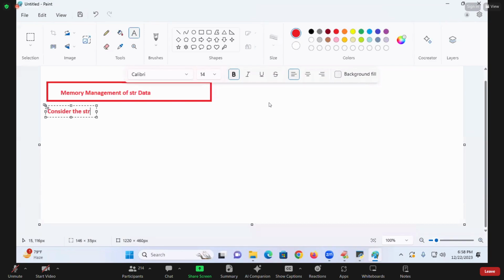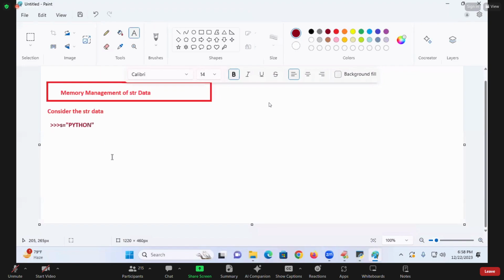Consider the following STR data. Now I am writing S is equal to Python. I'm taking S is equal to Python.